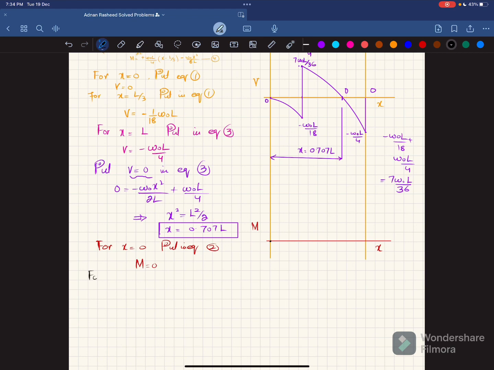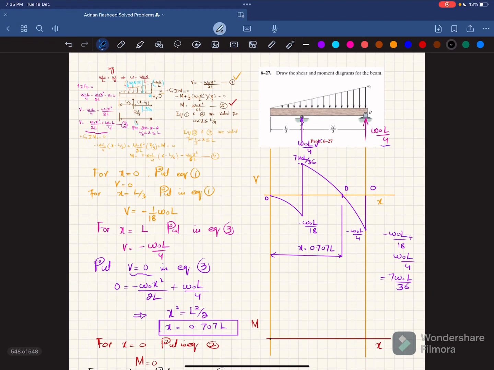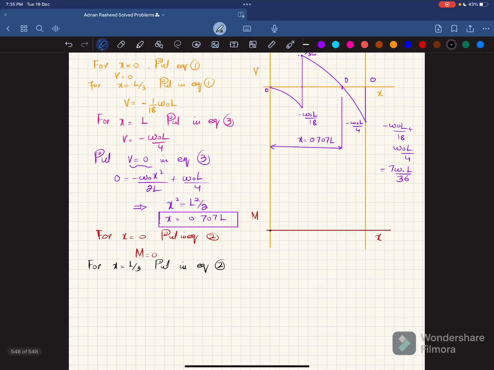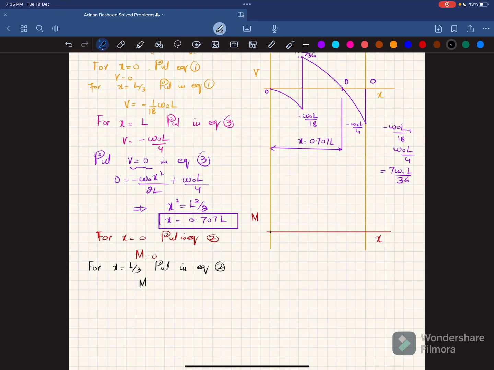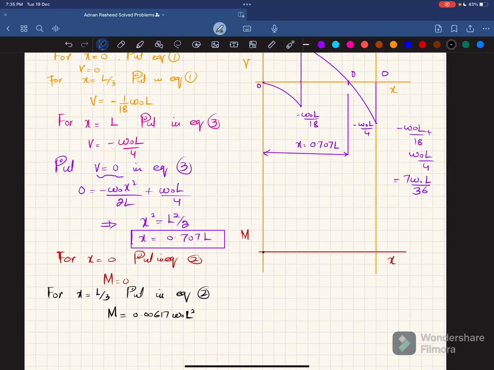So for x equal to L by 3, put it in equation number 2. This is your equation number 2, you can see. So if you put x equal to L by 3, after the calculation or after simplifying, you will get moment equal to 0.00617 W naught L square. I have already done it, but for reducing the length of the video, you can do it by yourself and you will get this value. Now you can see this is a positive value. Clear? This is a positive value.